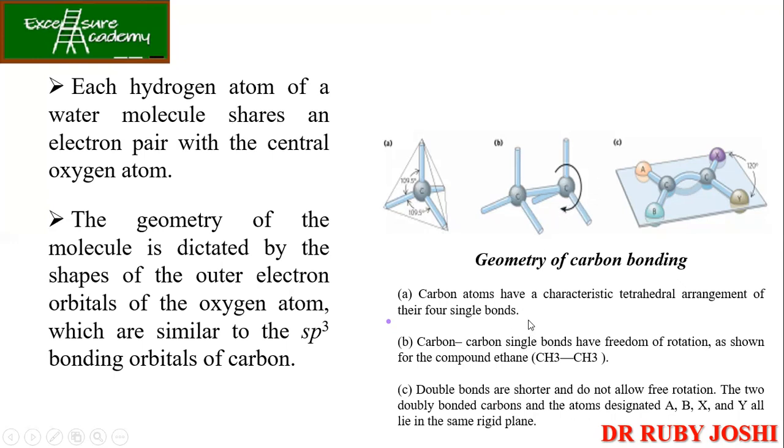Then the double bonds become shorter and do not allow free rotation in a double bonded structure. So here it is single bonded. Here you have the double bonds. Double bonds mean there will be a restriction in the free rotation. Now the geometry of the molecule is dictated by the shapes of the outer electron orbitals of the oxygen atom, which is similar to the sp3 bonding orbitals of carbon.